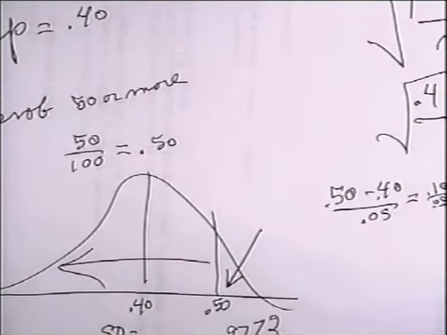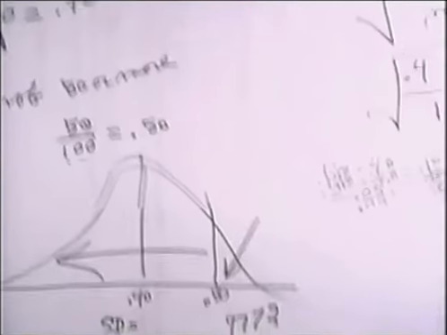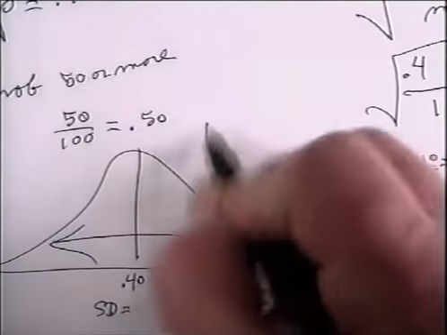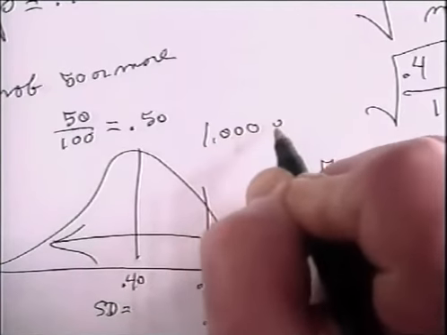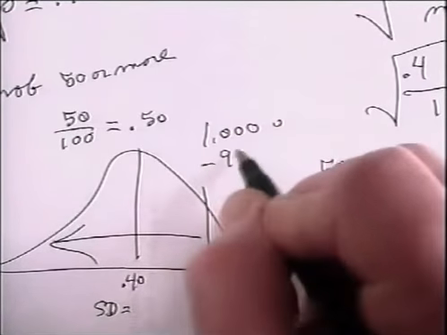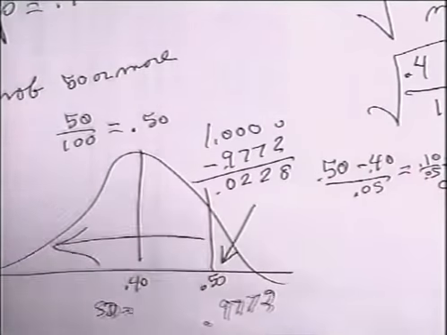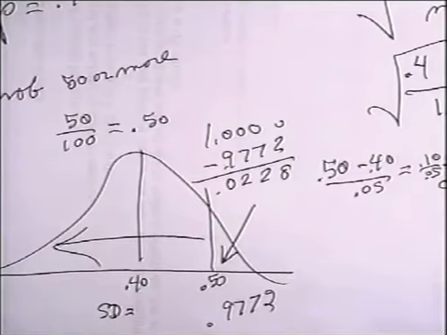So if I asked, what's the chance I got 50 or less? 0.9772. What's the chance I'm above that? Remember, this all adds up to 100%. So I take 1.000 and subtract 0.9772 from that and get 0.0228. So it's about a 2.3% chance that I would get 50 or more people saying they liked strawberry ice cream if, in fact, 40% of the people in the population did.